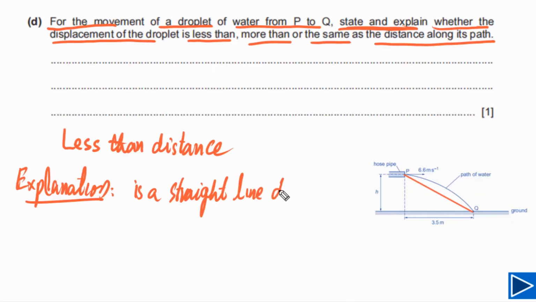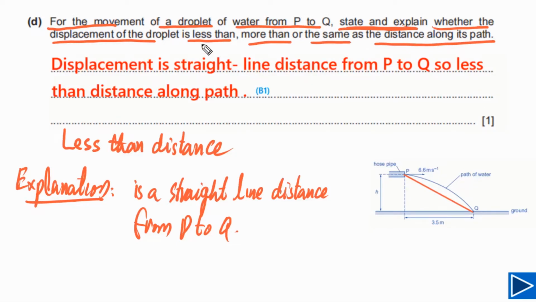Straight line distance from P to Q. So this is our explanation from P to Q. So this is how you can answer. Let me show you a proper answer for this question. For this question, simply you can say displacement is straight line distance from P to Q.